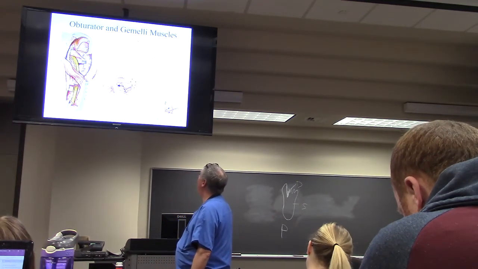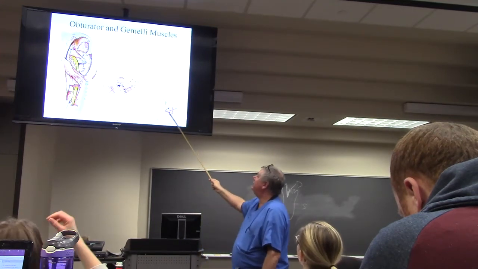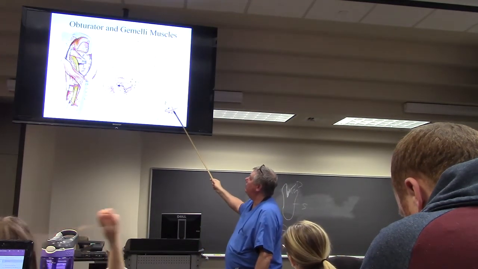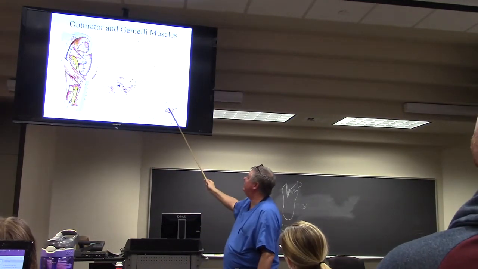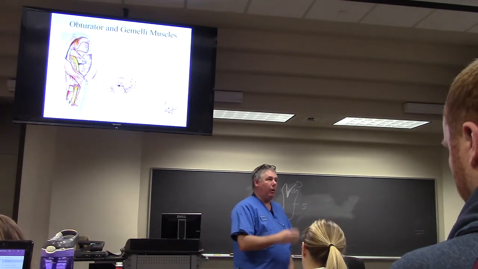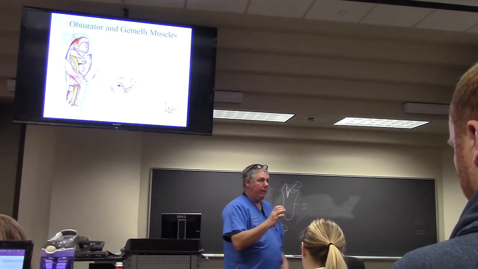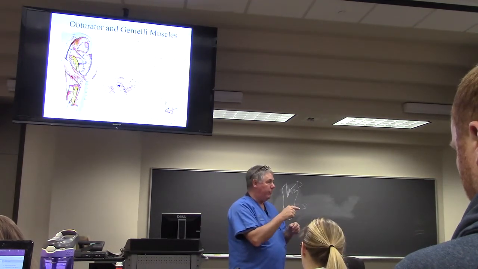Very easy to find. Here's its pathway from the inside. Well, actually, this is the obturator externus. Here's the internus coming from inside the belt. The externus is in the front here. So the obturator membrane covers the whole obturator foramen, except for a defect in the top where the obturator nerve, artery, and vein go through, right?